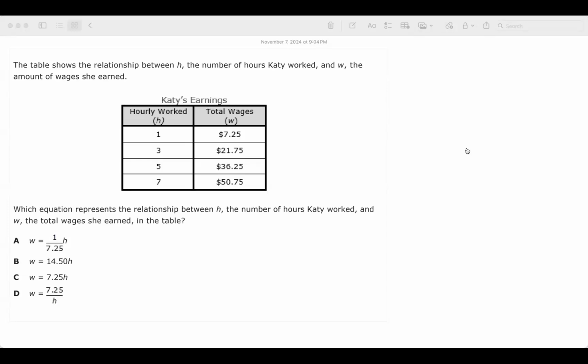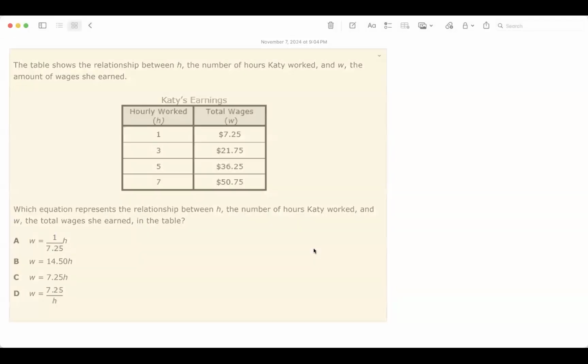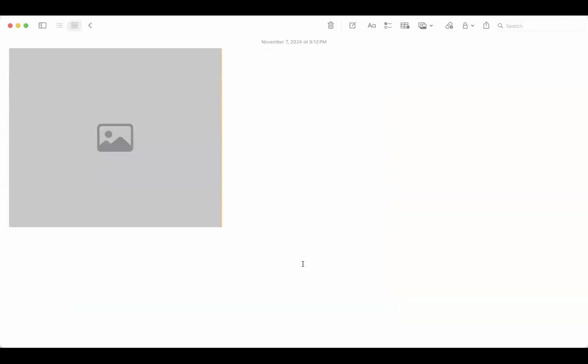Hold on. Is it proportional, additive? What type of relationship is this? It's proportional. No, wait a minute. I did not give you. It's not pasting. Okay, I'm going to share that directly to you. I have it here.